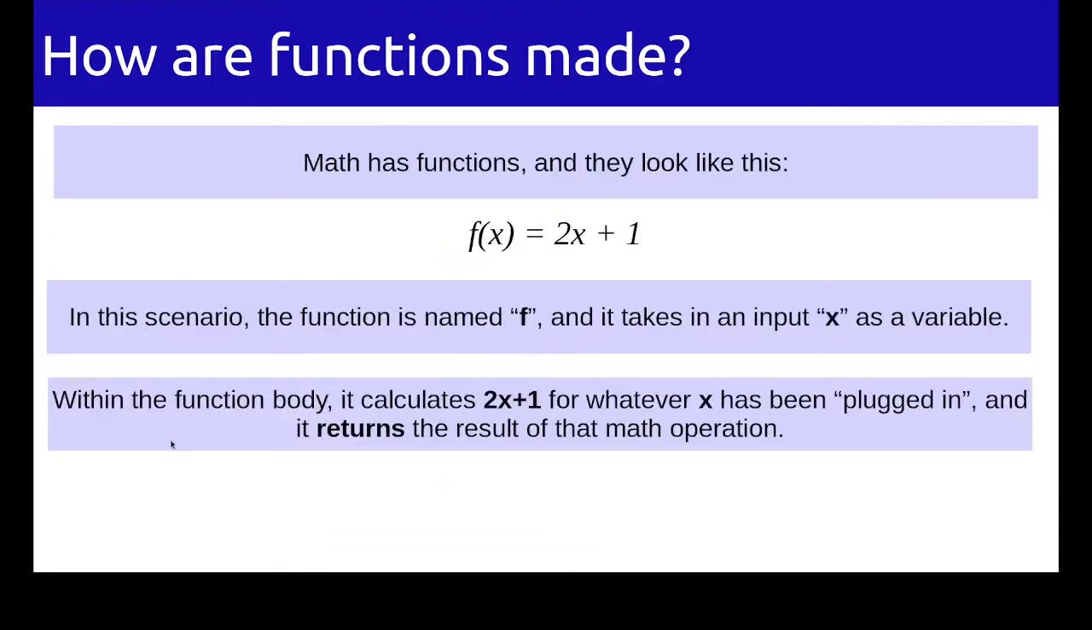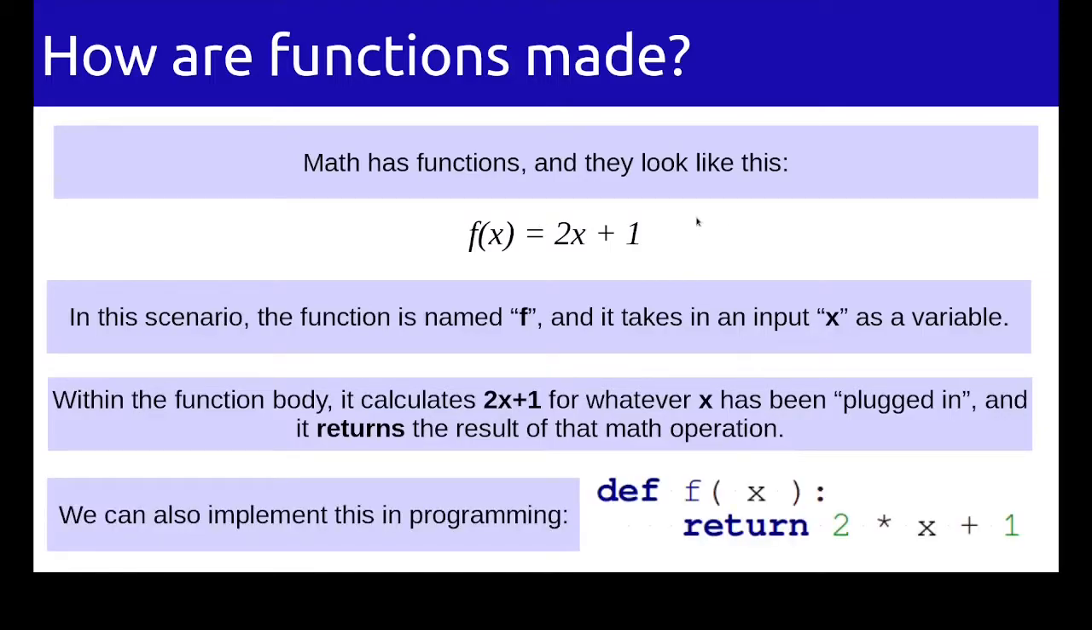So you might have had functions in math before, and those look like this, where we have f(x) = 2x + 1. In this scenario, we have a function named f, and it takes x as an input. Then in the function body, it calculates the result of 2 times x plus 1. So whatever you plug into x, if you put f(2), it'll be 2 times 2 plus 1. If you did f(3), it would be 2 times 3 plus 1. This is the input variable. This gets calculated, and then it becomes the result. The output is the math operation.